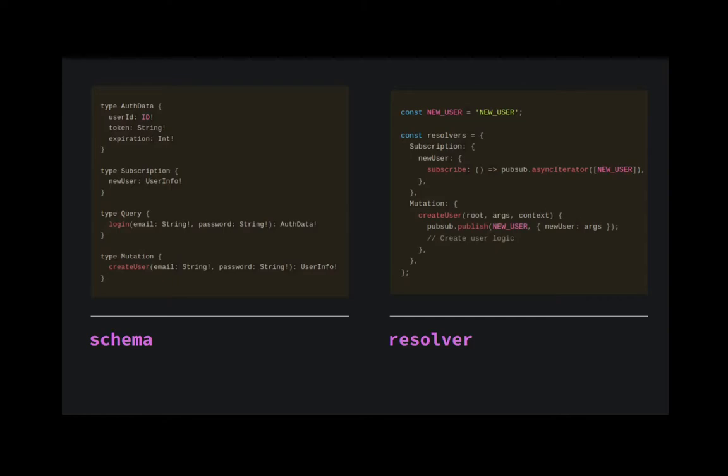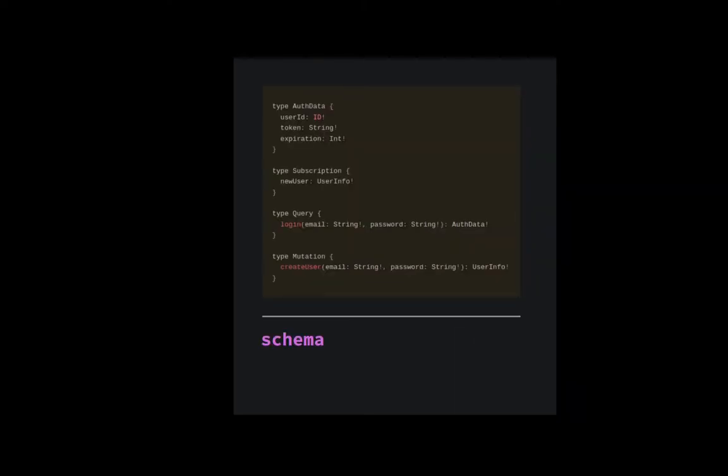Next up, we will talk about subscription. Now we have two screens here for the schema and for the resolver. Let's go first to the schema. We have two new things here: subscription and mutation. But let's focus on this one right here. Type subscription, just a field called new user with user info as data type.